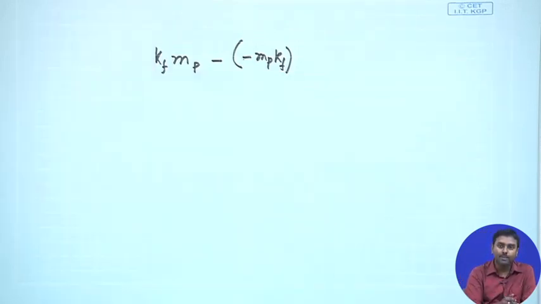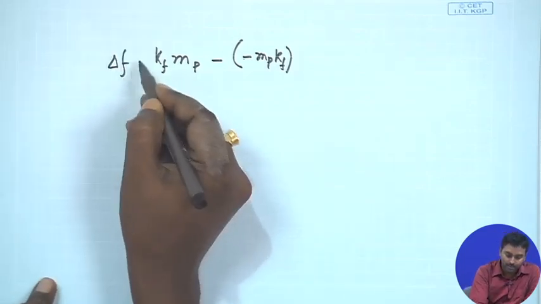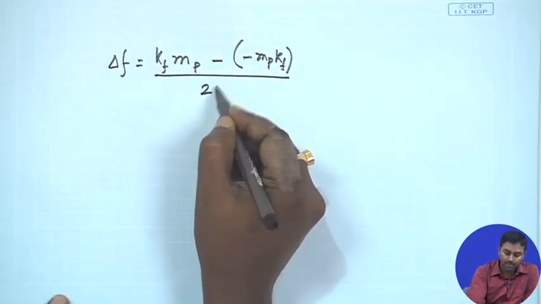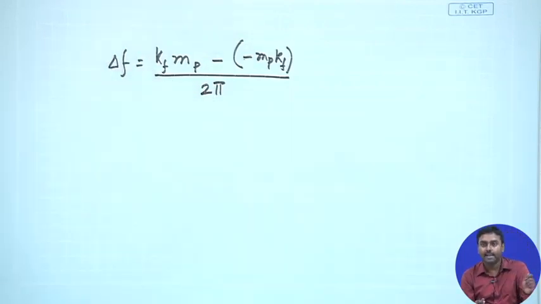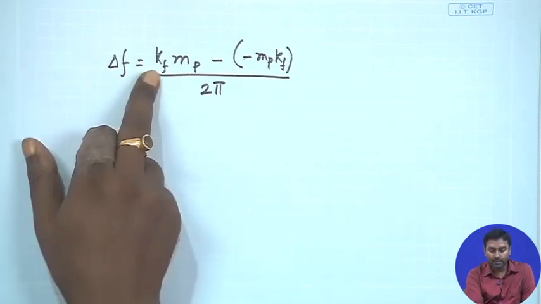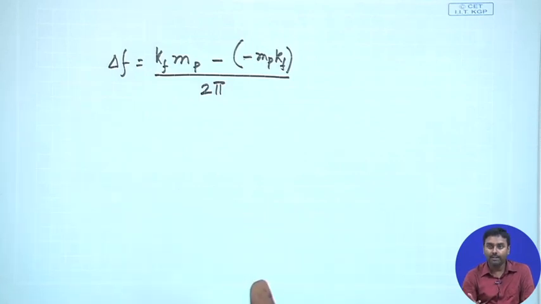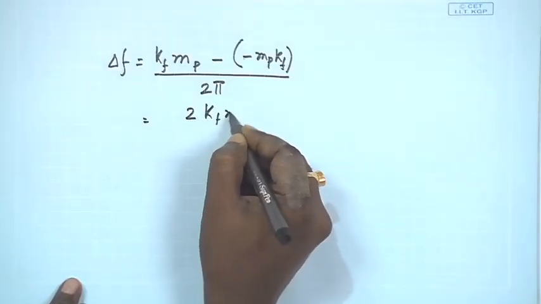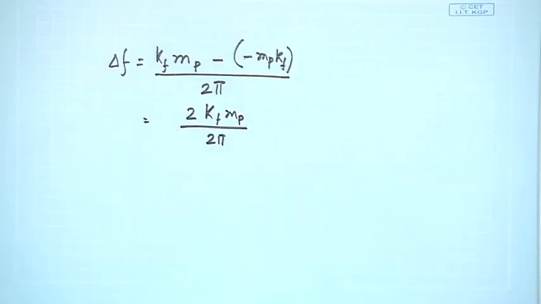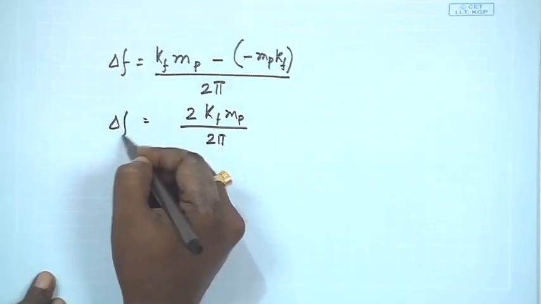If I wish to represent it in the frequency domain, as del f, that must be divided by 2 pi. So this is the frequency deviation that happens due to my signal variation. As you can see, that is directly dependent on this kf factor. So the more kf I put, probably there will be more frequency deviation. The lesser kf I put, there will be lesser frequency deviation, right. And immediately what do I get? That should be 2 kf mp divided by 2 pi. That is my del f.